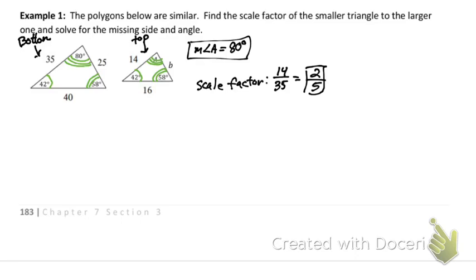I'm missing this b, but I know it corresponds to that 25. So we need to set up a ratio with b and 25. So we'll have b over 25. Well, b over 25 has to equal that.